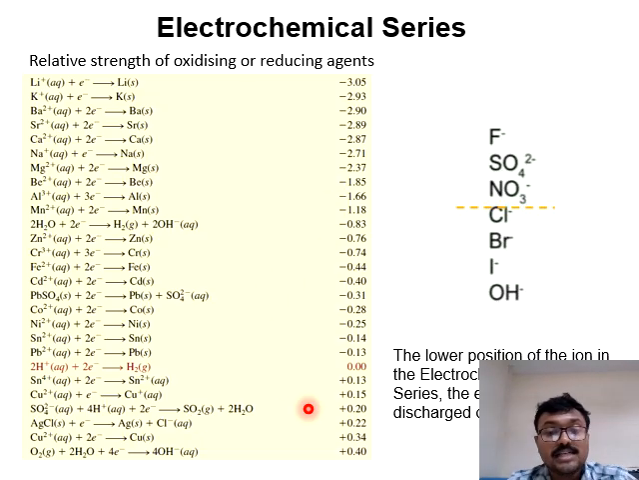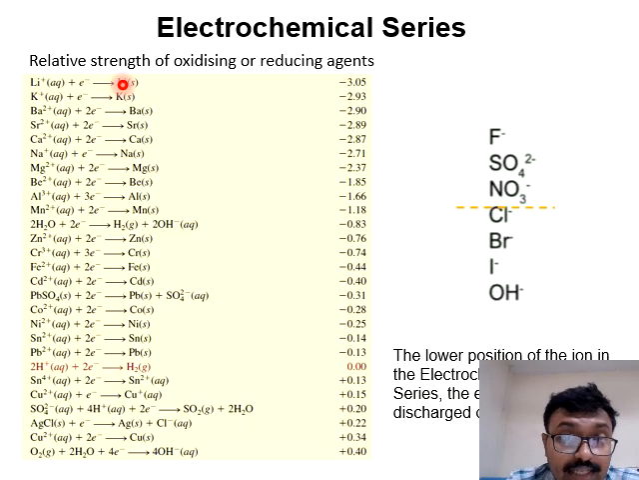If the potential is high, meaning the reduction potential is positive, then these reactions are thermodynamically feasible or spontaneous. If the potential value is negative, the reactions are thermodynamically non-spontaneous. This reaction is non-spontaneous, but the opposite reaction will be spontaneous.